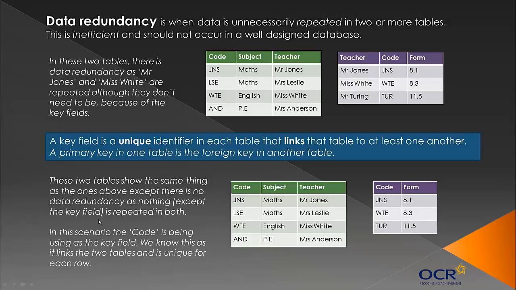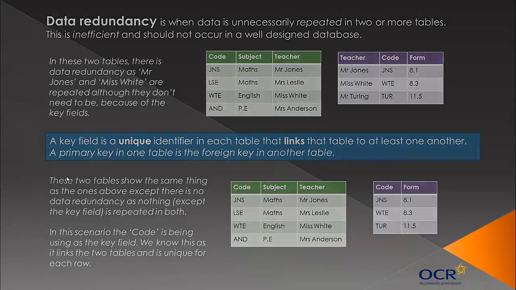And in this scenario, code is being used as a key field like we said, because it links the two tables together and is unique for each row. It needs to be unique, otherwise it's not a key field. So give this a read if it's confusing. It is slightly confusing, so make sure you read it again if you're slightly confused.